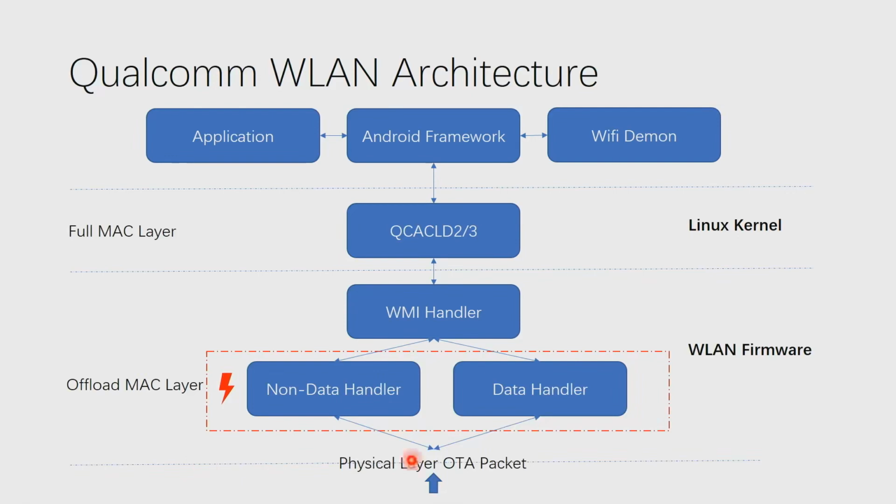It's here in the offload handler, the non-data offload handler, and the data handler. The offload handler will inspect the OTA packet, and if interested in it, will pass the packet and do some job accordingly. So the attack could happen here when the offload handler parses the packet. The offload handler is in fact a table with different handlers according to the status of the Wi-Fi.